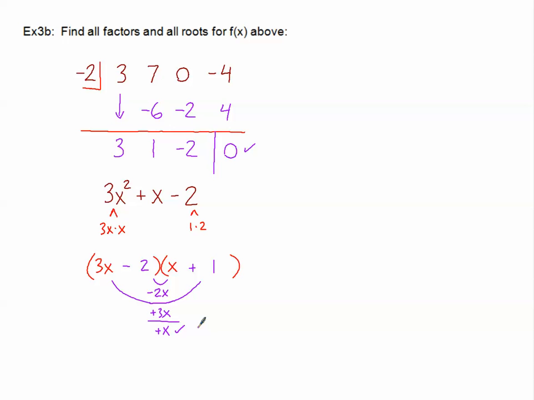So now I have all of my factors. F of x. We already knew that x plus 2 was a factor because that corresponds to my -2. So I'm going to say here's my x plus 2. And then I just factored the rest of it into these two factors, 3x minus 2 and x plus 1. So I just factored f of x. Here are my factors.